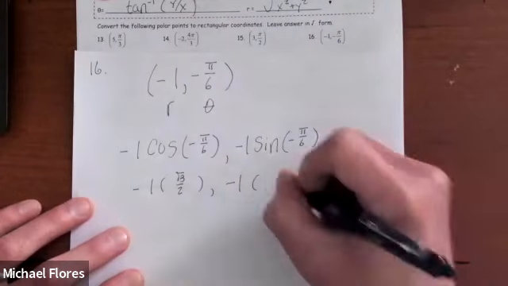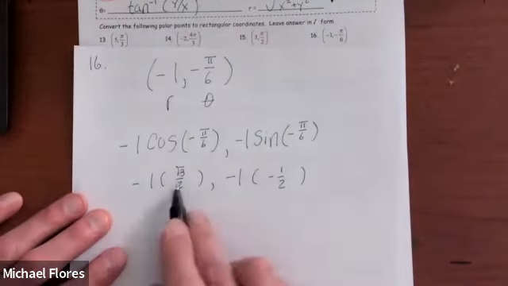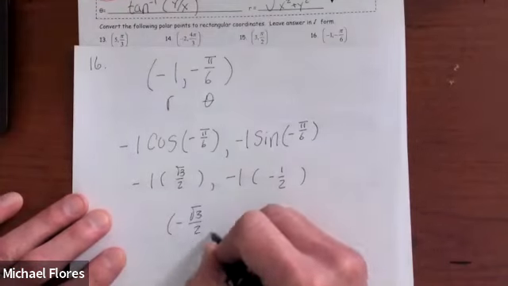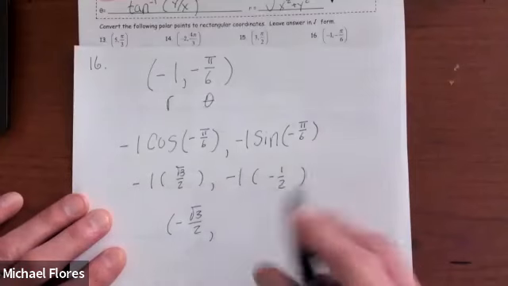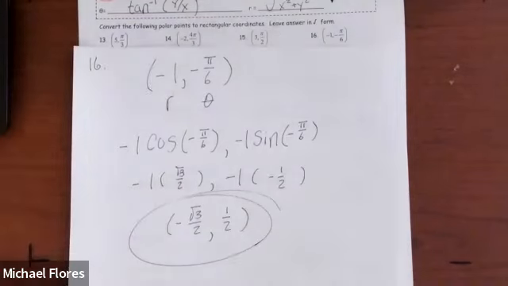√3/2 and then -1/2. And then we multiply. Well, -1 times √3/2 is just -√3/2. -1 times -1/2 is +1/2. And there's your answer for 16.